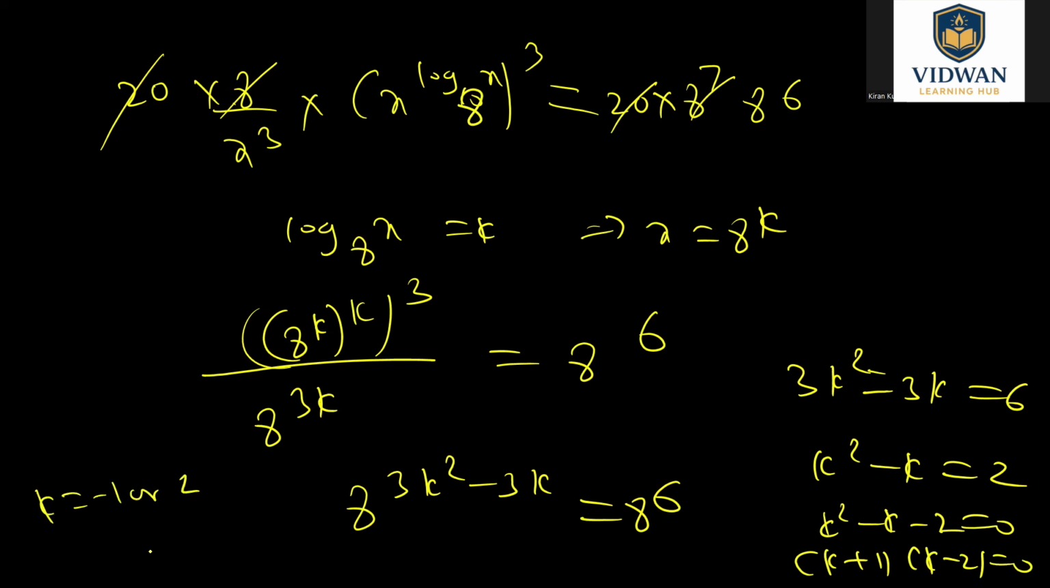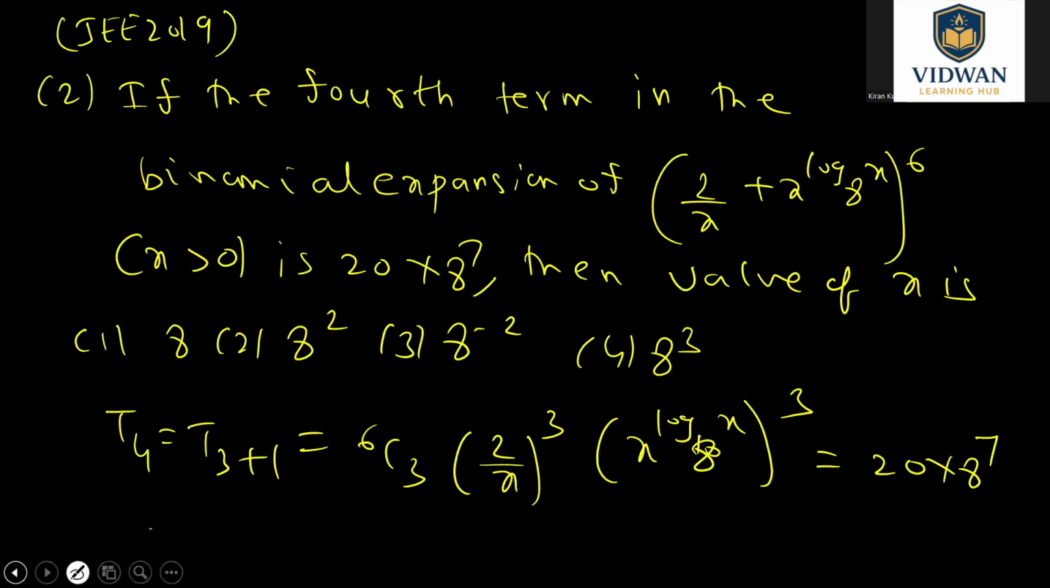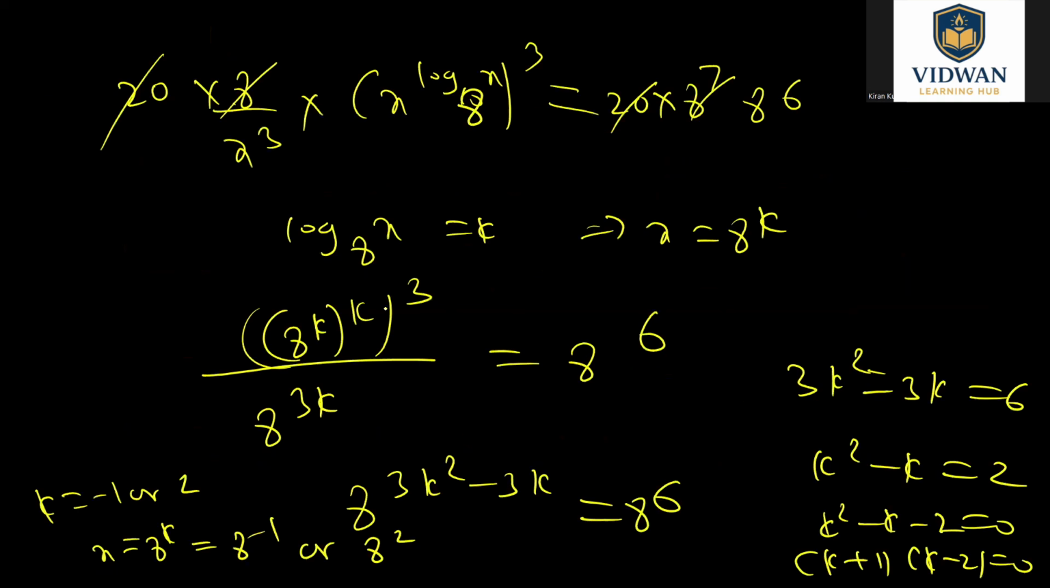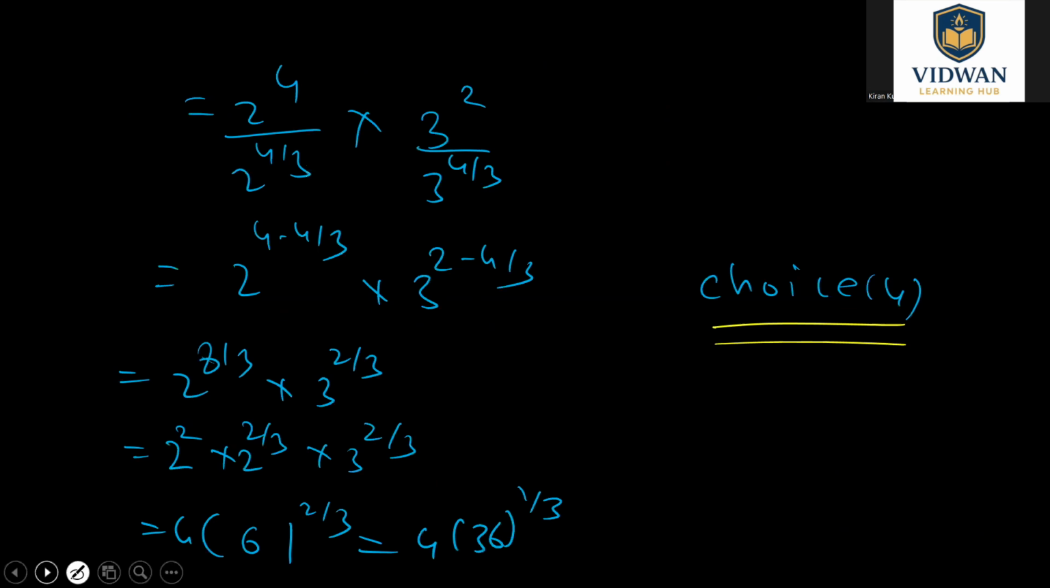So then what will be x? 8 power k, which means 8 power minus 1 or 8 power 2. So what was the answer given? 8 square, no? Yes, sir. I think it was not visible for me. It looked like 10. I wrote 10 usually. The base should be 8. Then only it will work. So just correct that, everything is the same. Only the base must be different. So that was the second one.